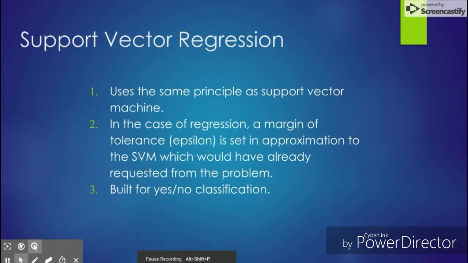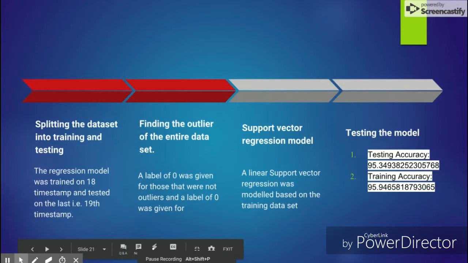First, a binary classifier that tests whether a star is present in the cluster or not was made using support vector regression. The training set was timestamp 1 to 18 and the test set was timestamp 19. All the outliers were labeled as 1 indicating out of cluster and 0 otherwise, since data was unlabeled. The testing and training accuracy were around 95%.